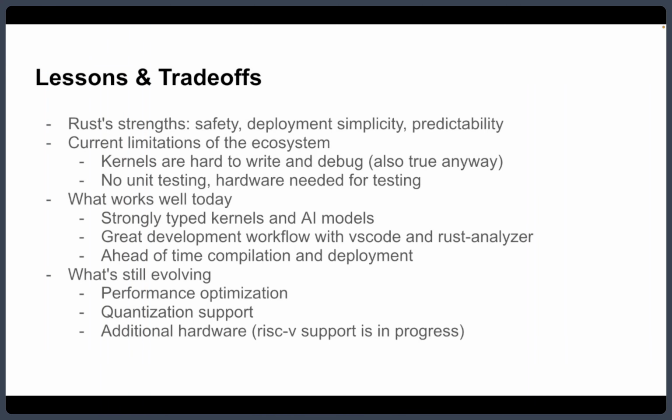What works today? Strongly typed kernels and AI models. The kernels are not easy to write, but they are strongly typed, and the compiler helps you a lot. Great development environment with VS Code and Rust Analyzer, which is not the case with C++ code because Rust is statically typed. And you get ahead of time compilation, which just means that the binary you deploy to the device doesn't have to have all sorts of compiler and JIT baggage in it, because everything's done for you ahead of time. It can be a pretty lean thing that you actually deploy to the device.